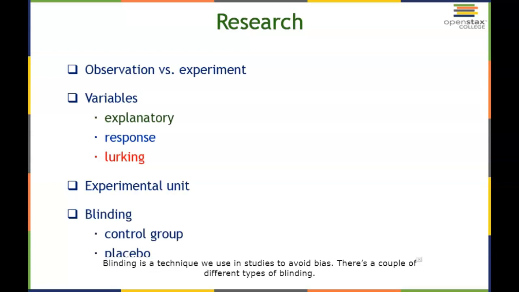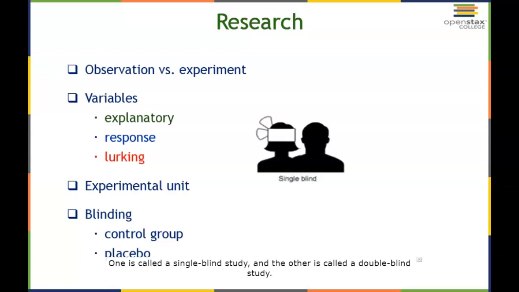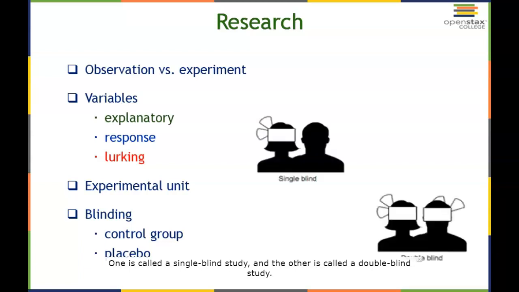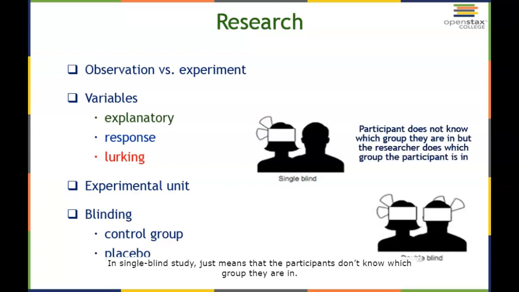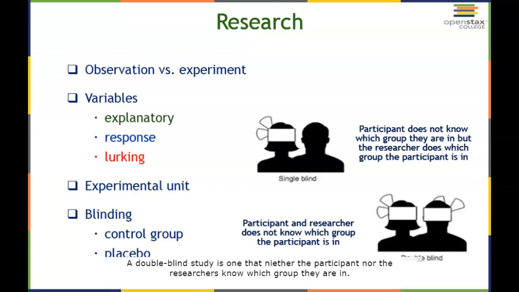Blinding is a technique we use in studies to avoid bias. There's a couple of different types of blinding. One is called a single blind study and the other is called a double blind study. A single blind study just means that the participants don't know which group they're in. Are they in group A or group B? Maybe group A has a different medicine than group B. So the participants do not know which group they are in. A double blind study is one in which neither the participant nor the researchers know which group they are in.